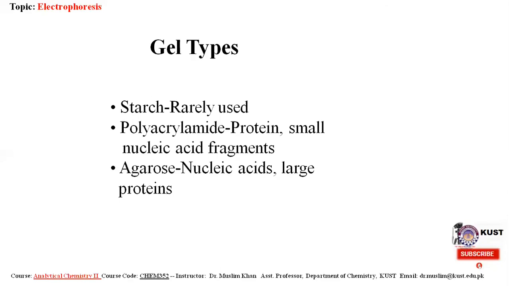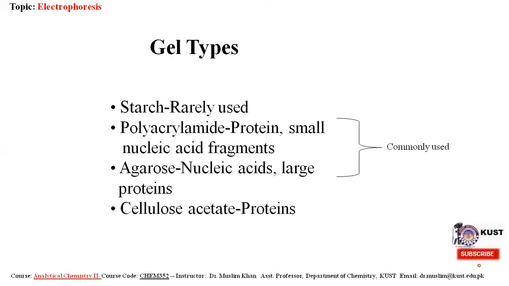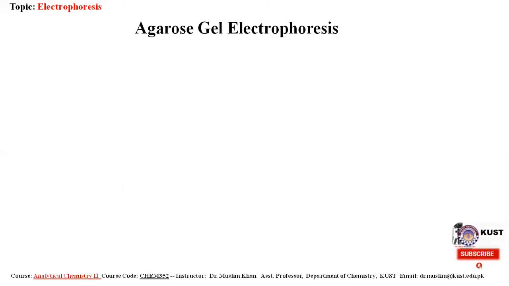Polyacrylamide, for proteins and small nucleic acid fragments, is used as a gel in gel electrophoresis. Also, agarose, for nucleic acids and large proteins. These two are the commonly used gel types in the gel electrophoresis technique. And the last one is cellulose acetate, a protein gel, which gives the cellulose acetate electrophoresis technique.